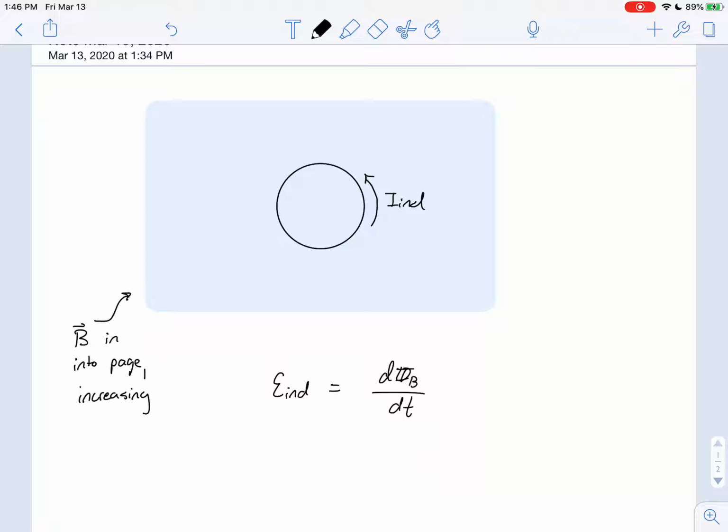And so the inference that can be made here is that there must be an electric field causing that induced current. And electric fields point in the same direction as current. And so we can assume that there must be an induced electric field that is tangent to this loop of wire at all points. So I'll just draw a few E field vectors to show that. So E induced is tangent to that loop at all points.